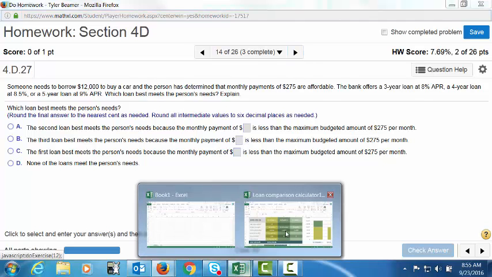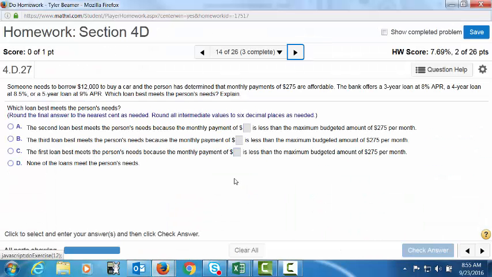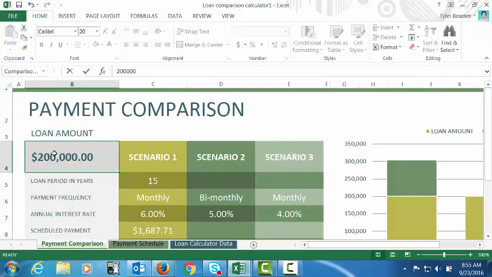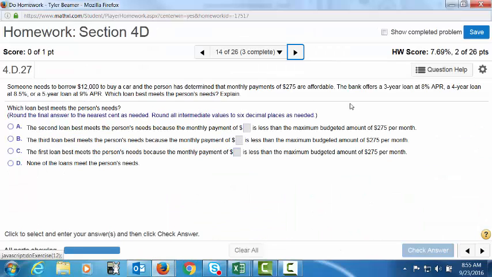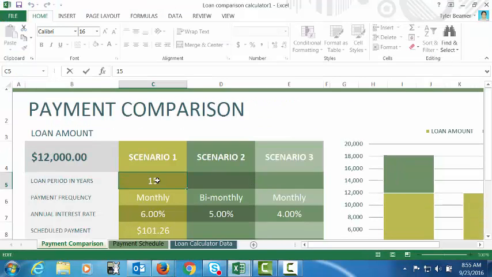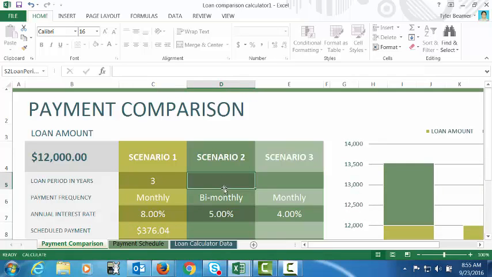Okay, so let's go back to our template. And in this particular case, we are comparing 3 loans. So we want to use all 3 scenarios. We're going to change our principal to $12,000. Okay. The first loan option is 3 years at 8%. So we're going to change the number of years to 3. Change the APR to 8%. Okay.